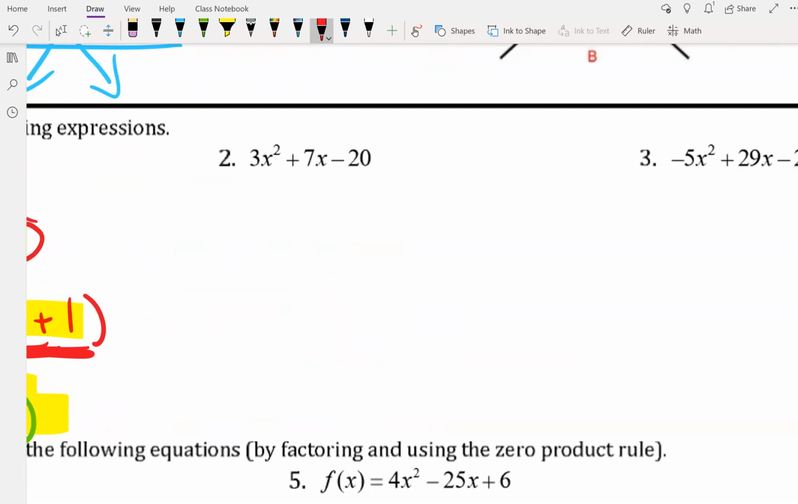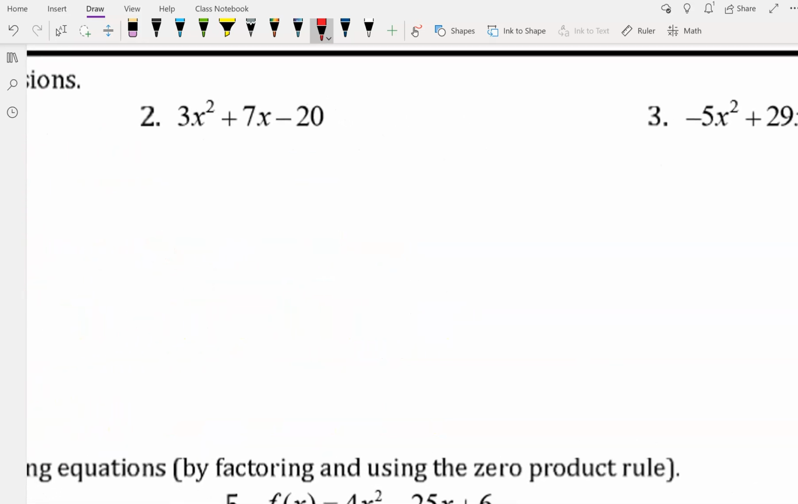All right, so let's do that same process over again with number 2. So to find the number that goes at the top of the big X, different colors. To find that number, I multiply a times c. So 3 times negative 20, which is negative 60. All right. Then the next thing I do is find the middle number. To find the middle number, I just do the b value, 7. So it's always a times c for the top, and the b value goes at the bottom.